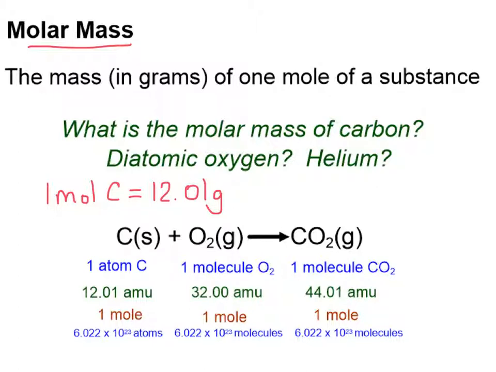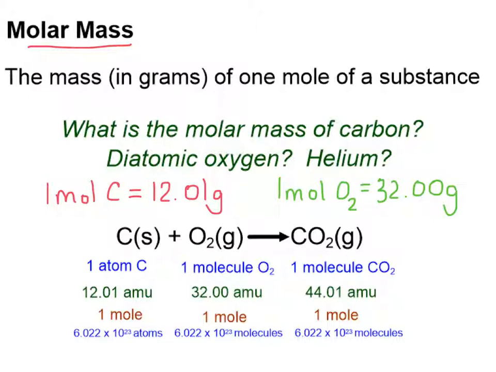What's the molar mass of diatomic oxygen? Well, you know when you look at the periodic table that 1 oxygen atom is 16 atomic mass units. 1 mole of diatomic oxygen, because there are 2 oxygens there, is going to give me 32.00 grams. That is the molar mass of diatomic oxygen.